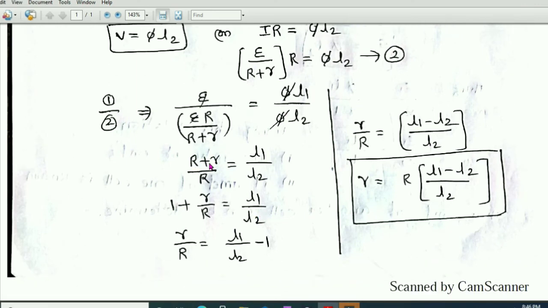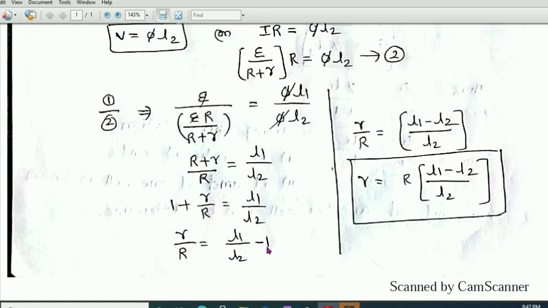Now this R plus r by R can be written as R by R plus small r by capital R. Capital R by capital R gets cancelled, and we get 1 plus small r by capital R, which is equal to L1 by L2. So small r by capital R is equal to, if you take the 1 to the other side, it gives minus, L1 by L2 minus 1.